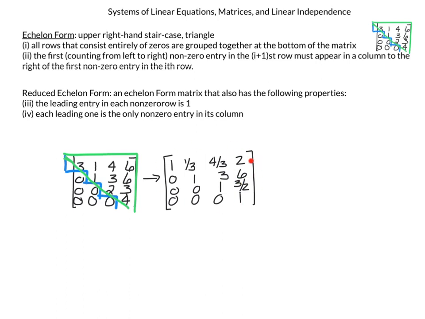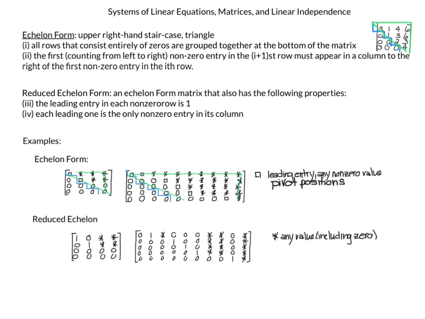I will give you an example of how we would further reduce this, doing this last step here, but before I do that, I just want to give you one more picture of the echelon form and reduced echelon form. And here are the two pictures. These are two echelon form matrices, so you can see the zeros below the staircase and these zeros below the staircase. The boxes are leading entries, and they can be any non-zero value, and they're also known as pivot points.